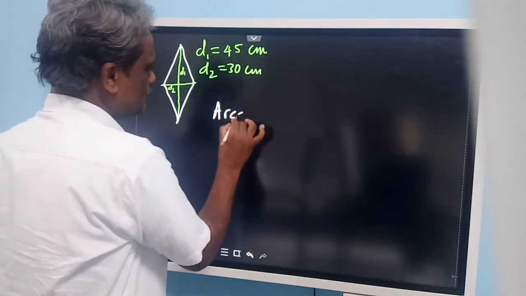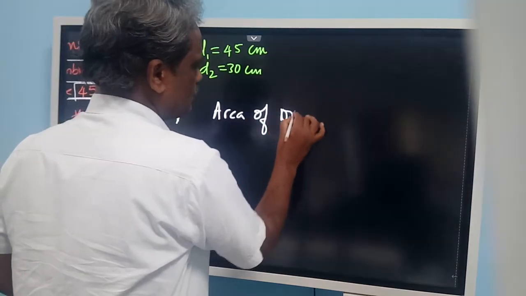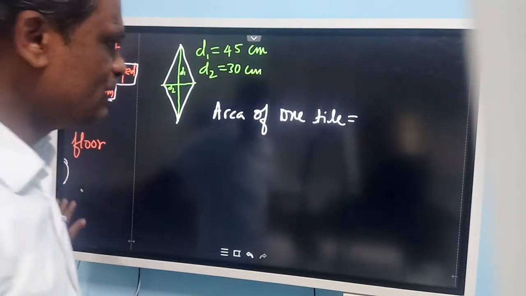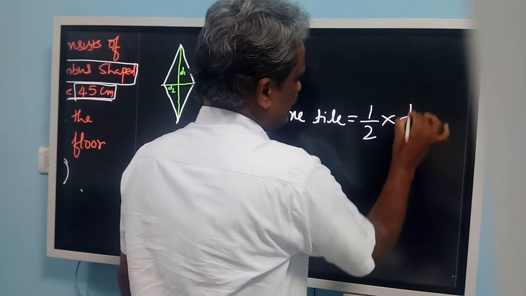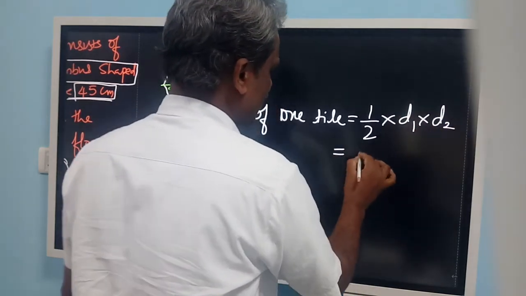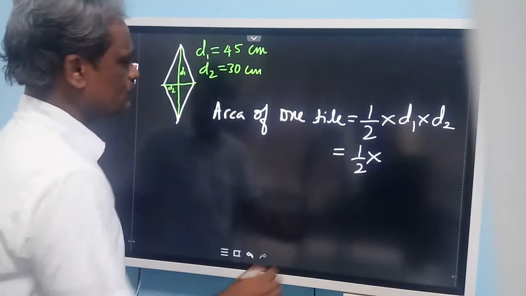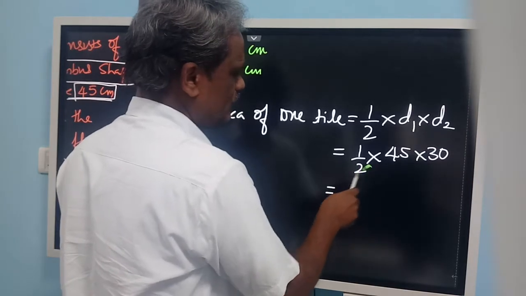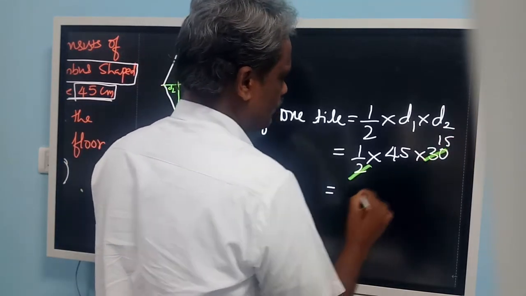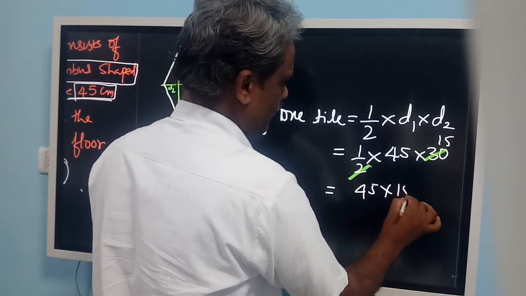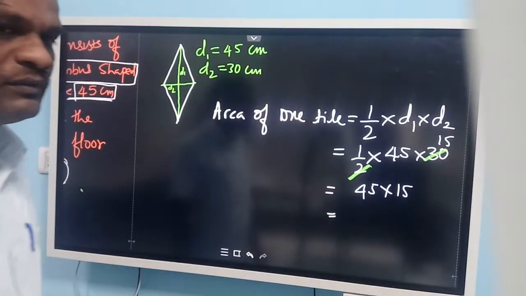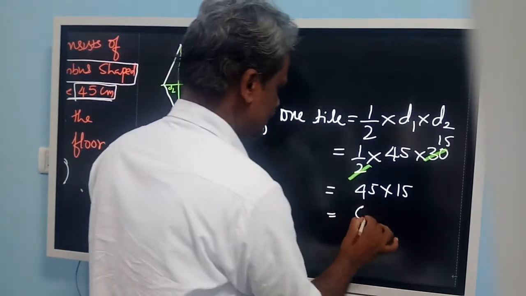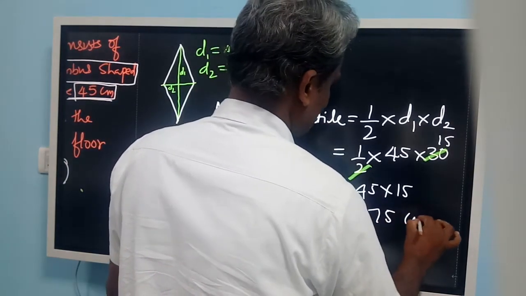So now let us find out the area of one tile. You know the formula, half into D1 into D2. So let us substitute these values. Half into 45 into 30. Now divide this, so 2 15s are. Now multiply 45 into 15. What is the value? So let us write here 675 centimeter square.